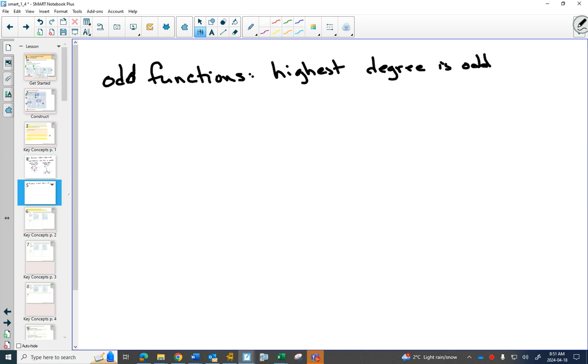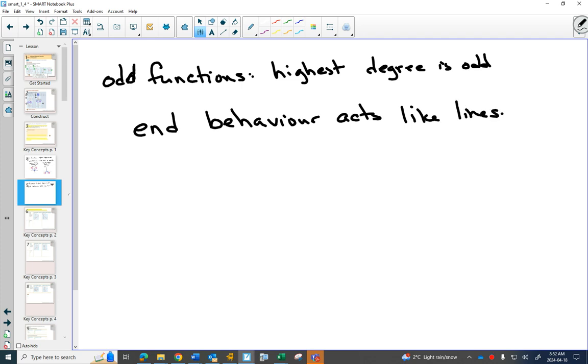So if your biggest exponent is an odd number, a 1, a 3, a 5, a 7, that makes it an odd function, an odd degree function. And for our odd functions, the end behavior acts like lines. So again, we'll look at what happens if we have a positive leading coefficient.